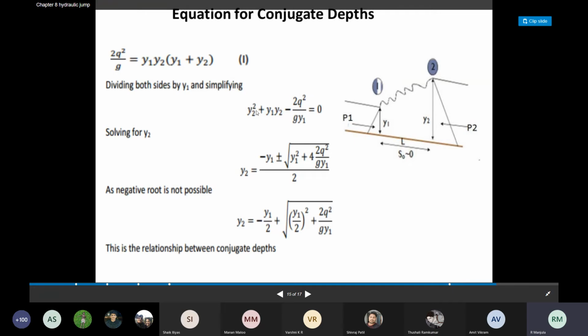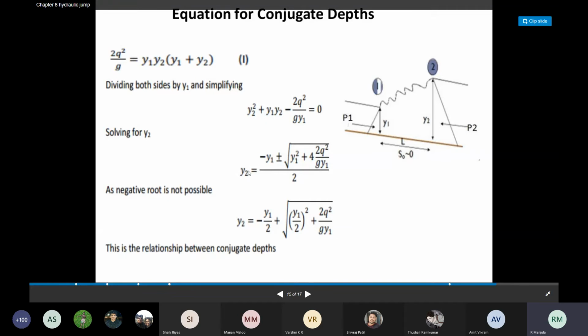This is a quadratic equation in terms of y2: ax square plus bx plus c is equal to 0. Now find the roots of the quadratic equation by solving it. For ax square plus bx plus c is equal to 0, here x is nothing but y2. Now a, the coefficient of y2 square, is going to be 1. b, the coefficient of y2, is y1. And c is minus 2q square by g y1. Then what are the roots?